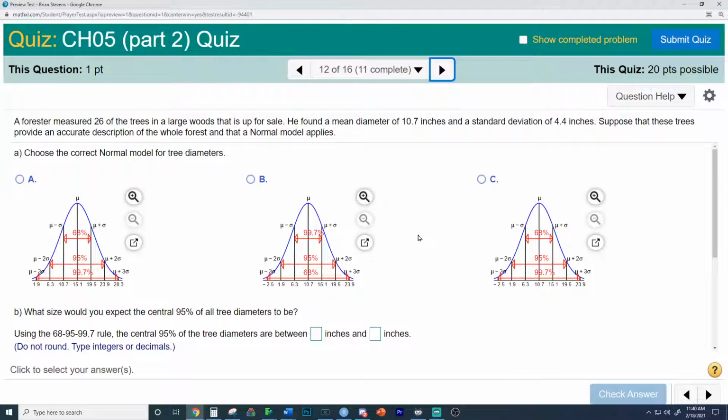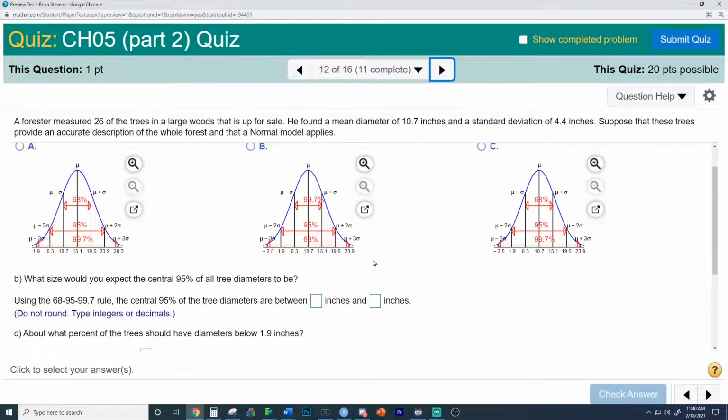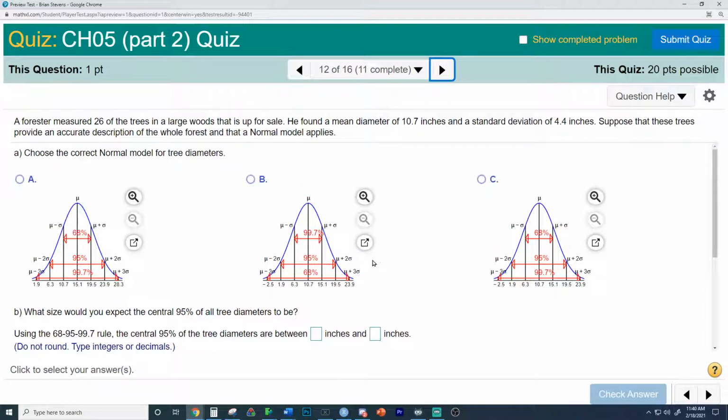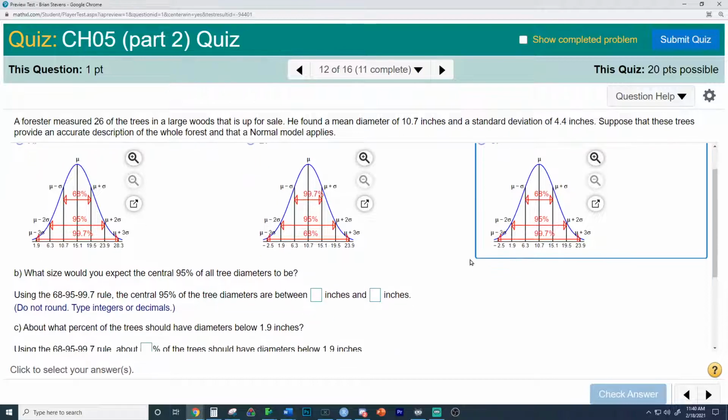Very, very similar problem right here. So I might go through it a little bit quickly. I think we speed ran this one in the last one. So what size would you expect the middle 95%? Middle 95%. 68, 95, 99.7. Is this the same question? Looks very similar. There's the right mean, the right standard deviation. Middle 95%, 1.9 to 19.5.